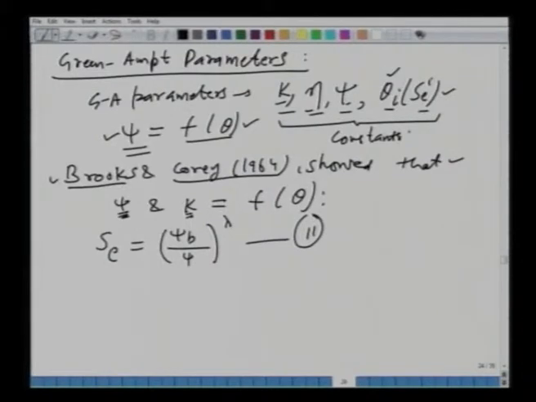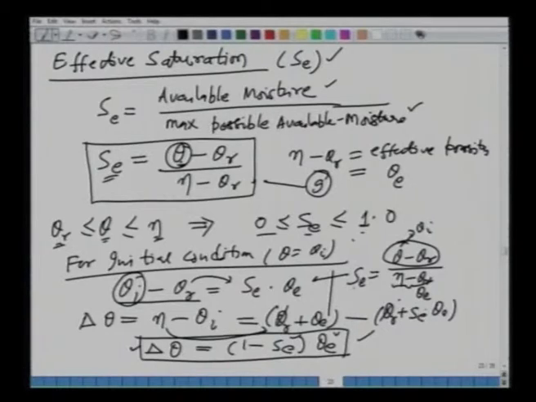Okay. If you look at this equation, I would like to draw your attention to this equation 11. We are trying to find out a relation between psi and theta, that is to say the suction head as a function of soil moisture content, and this equation is in terms of SE, some psi b, some lambda and psi. Okay. So, where is theta involved in this? As you all know, theta is involved in this effective saturation. Okay. If you remember, we had just defined what is the effective saturation. This effective saturation is nothing but it involves this theta minus theta r over eta minus theta r.